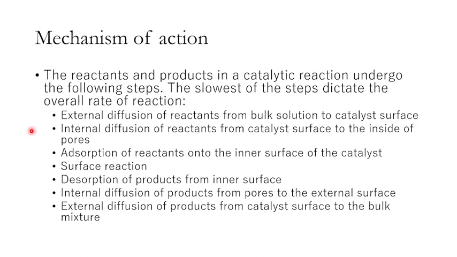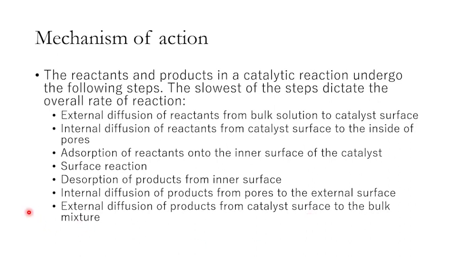We will be discussing each of these steps in detail, but in brief, we have external diffusion of reactants from bulk solution to catalyst surface, internal diffusion of reactants from catalyst surface to the inside of the pores. Remember that catalysts are often porous to have a high specific surface area. Next is adsorption of reactants onto the inner surface of the catalyst. After that, we have the desorption of products from the inner surface of the catalyst, and then internal diffusion of products from the pores to the external surface of the catalyst. And finally, we have the external diffusion of products from the catalyst surface to the bulk mixture.